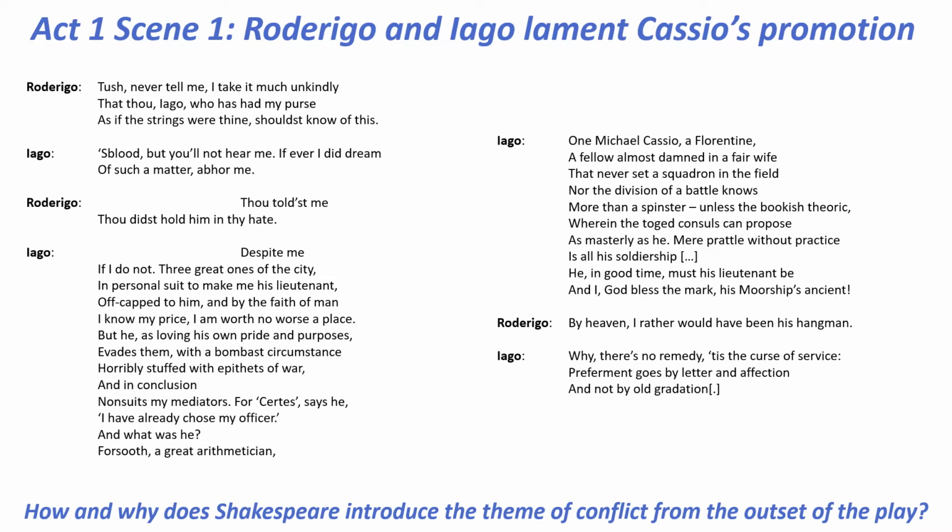So he says, "What was he? Forsooth, a great arithmetician, one Michael Cassio, a Florentine, a fellow almost damned in a fair wife, that never set a squadron in the field, nor the division of a battle knows more than a spinster."